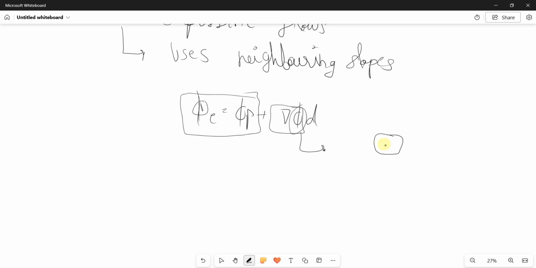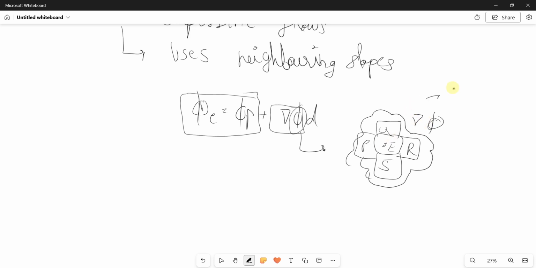So if this was my cell E and I have P, Q, R, and S, right? Now the slopes, the grad phi term, is calculated for all the possible configurations, that is all the neighbors. So you'll have 4 grad phis for this configuration. Now you can have more as well if I consider neighbors over here, here, here, and here. So you consider more slopes, so you get a better understanding of how your parameter changes.